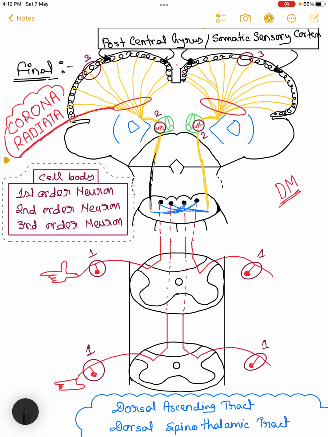So we have now completed our dorsal ascending tract, and you remember that there are also two ascending tracts left. One is the lateral, another one is the anterior, and those two ascending tracts we will discuss in our next video.